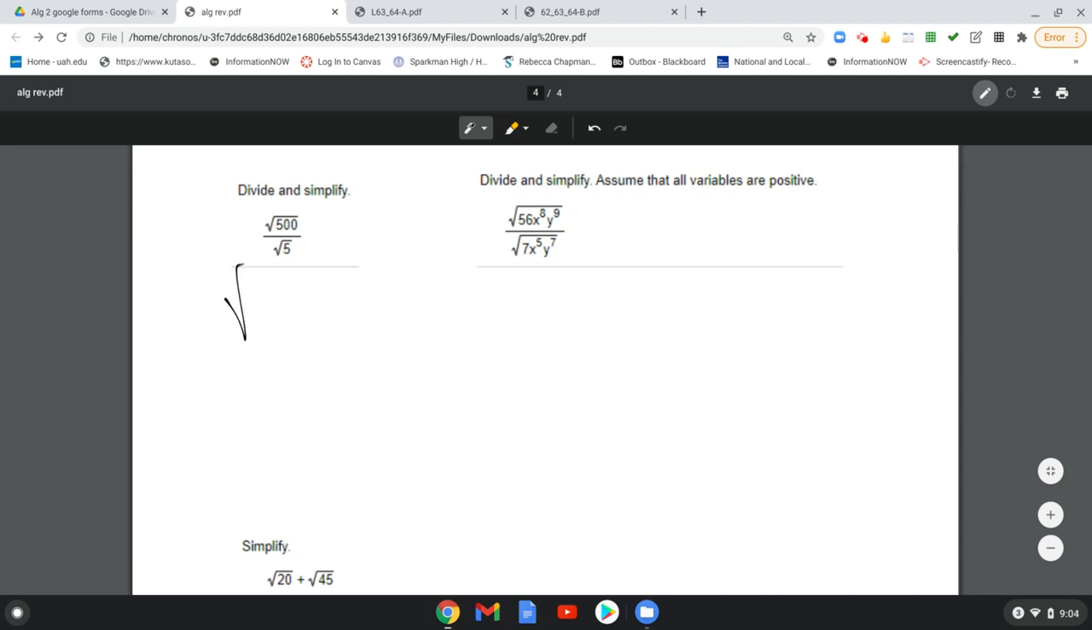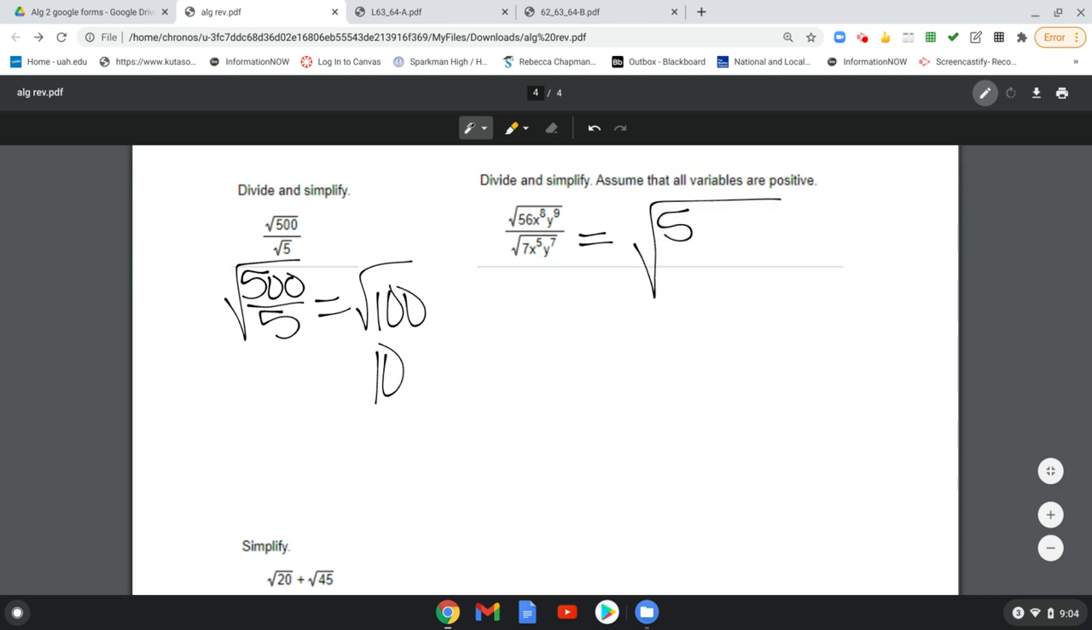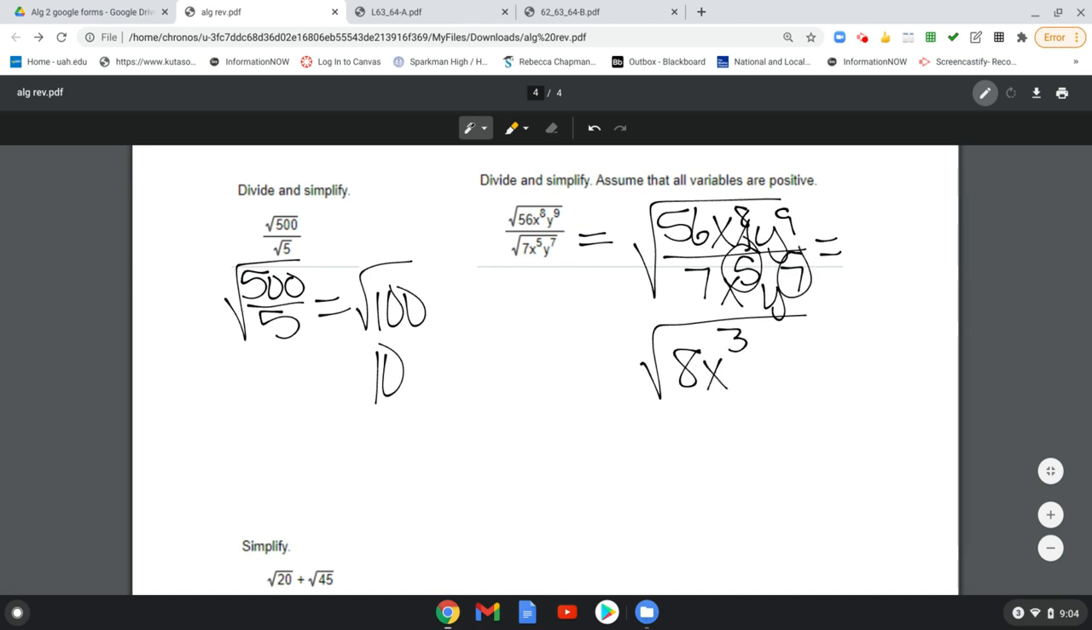When you divide, you remember you can make a big fraction. You can reduce that fraction. That reduces to the square root of 100, and the square root of 100 is just 10. I can do the same thing here. Make that a big fraction. I can reduce everything under that fraction. So 56 divided by 7 is 8. Subtract your exponents. 8 minus 5 is 3. 9 minus 7 is 2.